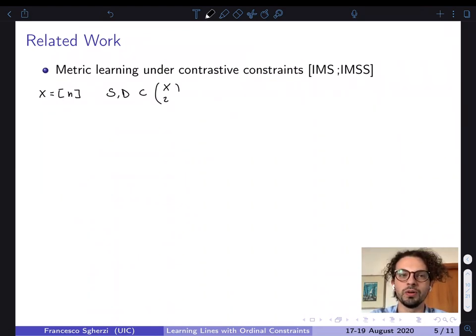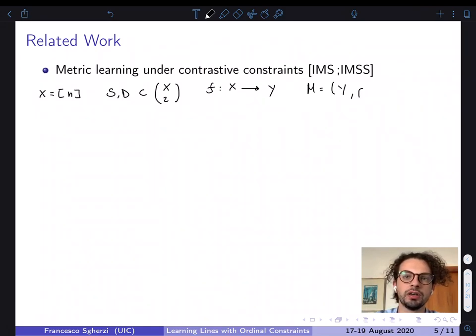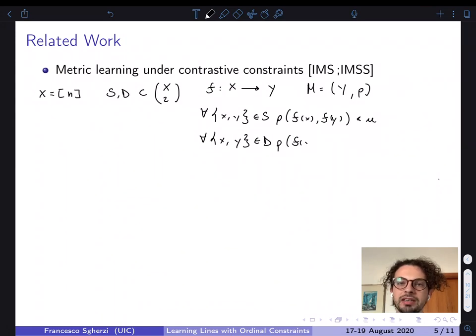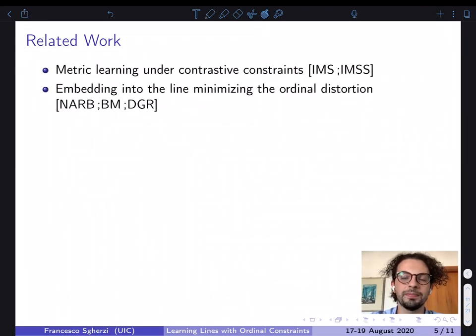In this setting, the goal is to create a mapping F from X to some metric space M with distance ρ, such that for every element of the tuples in the similarity set S, their distance in the embedding is at most some upper bound, and for every element in the tuples of the dissimilarity set D, their distance in the embedding is at least some lower bound, up to a small multiplicative factor. Embedding into the line is the simplest instance of dimensionality reduction and has also been extensively studied with various objectives, such as minimizing multiplicative, additive, or average distortion.